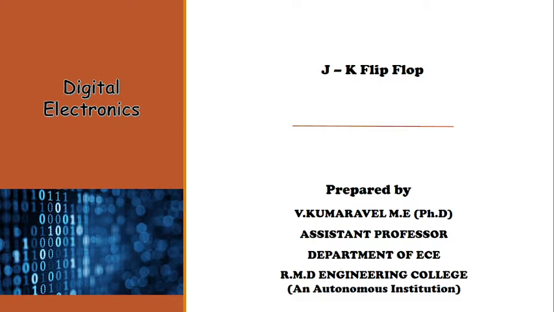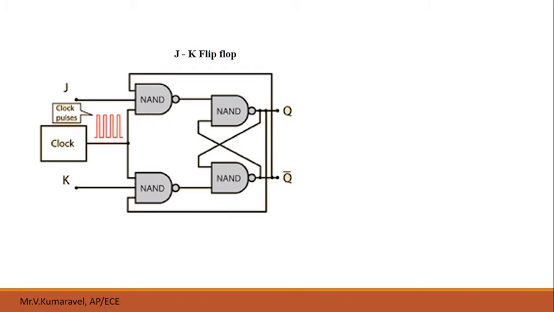Today's topic we are going to discuss is the JK flip-flop. The JK flip-flop consists of four NAND gates. Among these, two NAND gates are three-input NAND gates and two NAND gates are two-input NAND gates. In the three-input NAND gate, one of your inputs is the clock pulse, the other inputs are J and K, and the third input is nothing but your feedback.